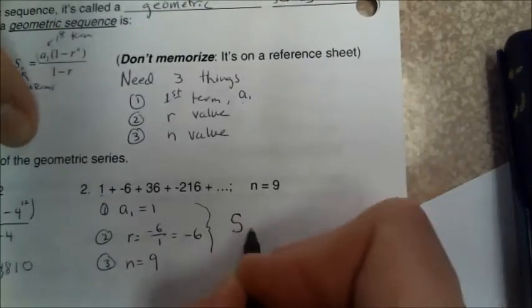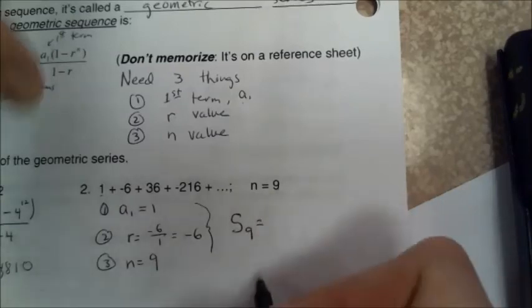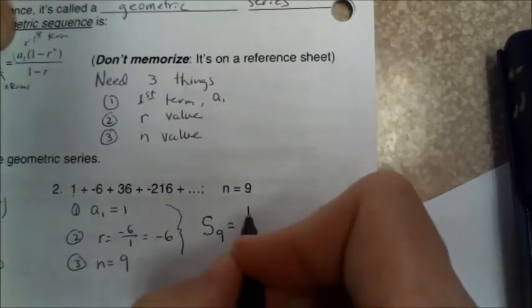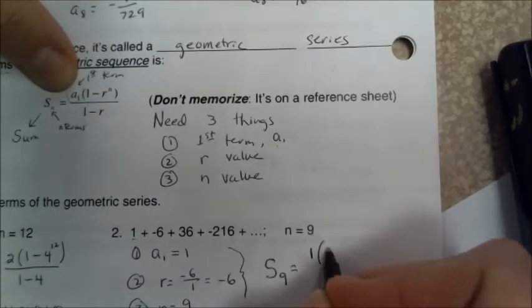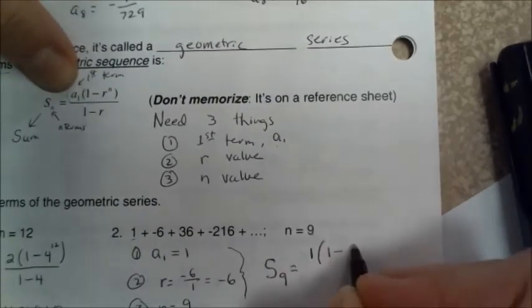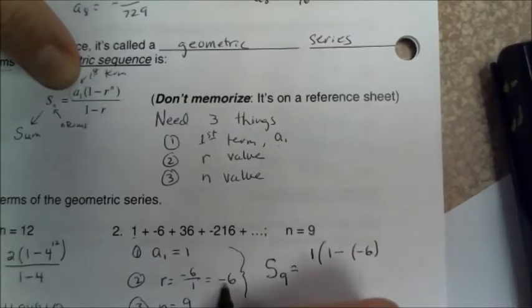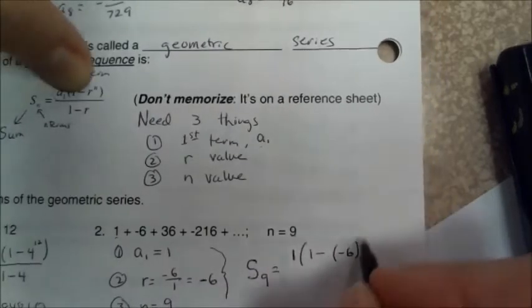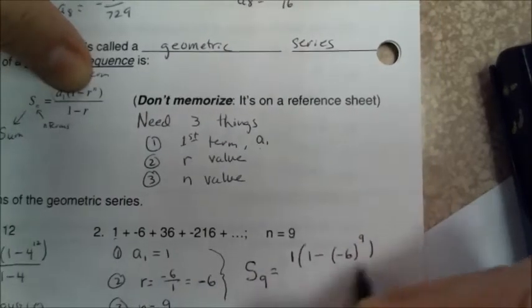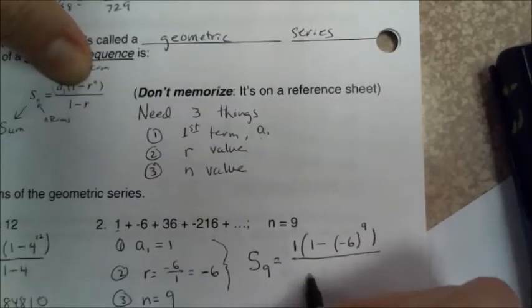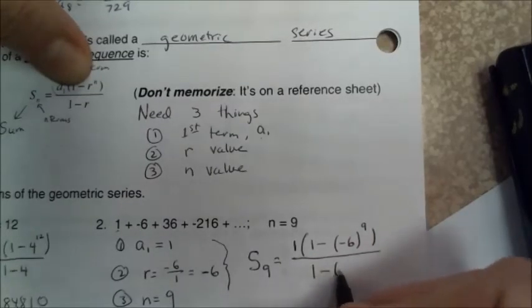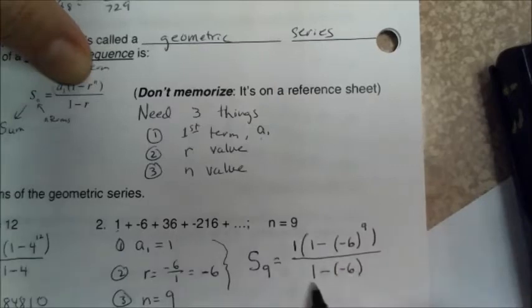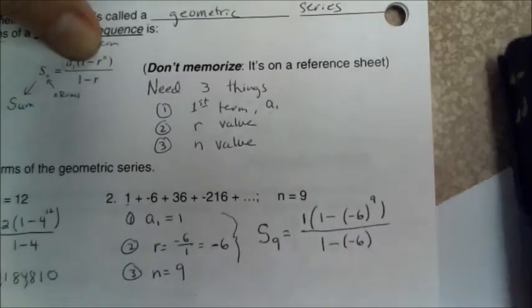The sum of the first 9 terms is the first term times, and we're just using this formula here, 1 minus r. Because it's negative, I'm going to put -6 in parentheses. You should always put negative numbers in parentheses if you raise them to a power. You raise it to the 9th power, and you divide that by 1 minus r, which is -6. Or you can just say 1 plus 6 if you want.